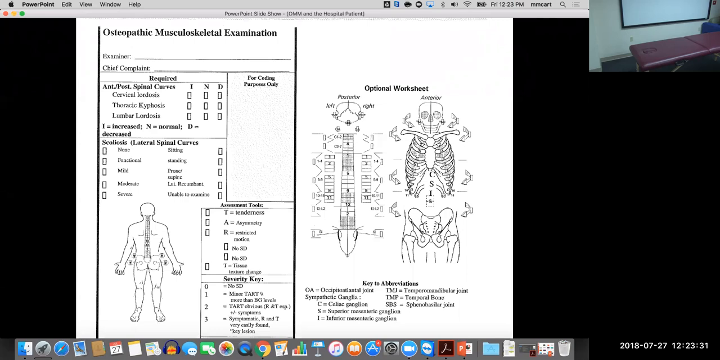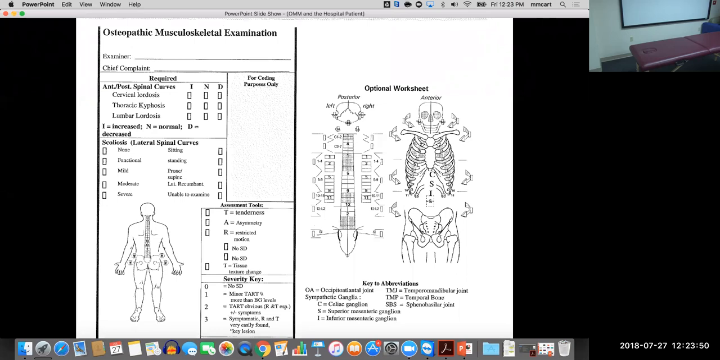So here's the top half of the example form. The spot to the right here, the optional worksheet, is just that. It's optional, so it has a name, chief complaint. Here it has the required portion listed as required, and it has anterior, posterior for spinal curves.